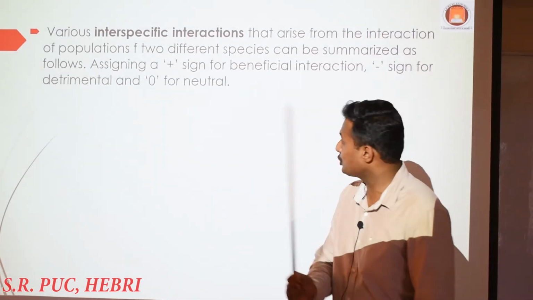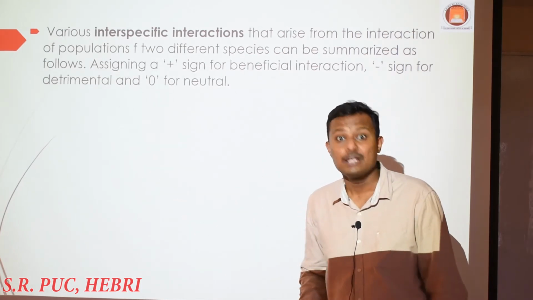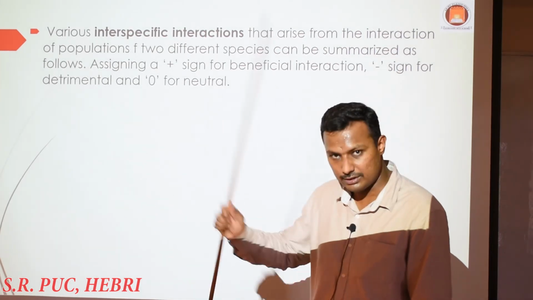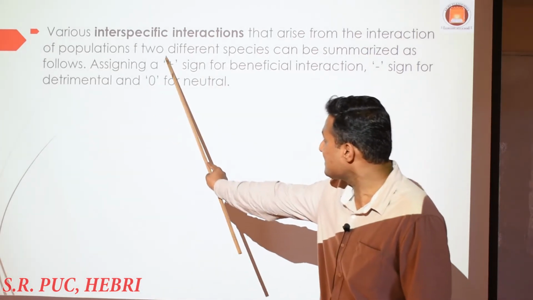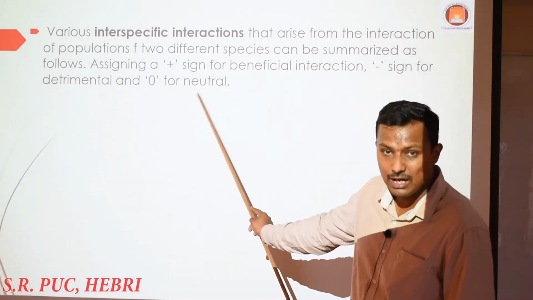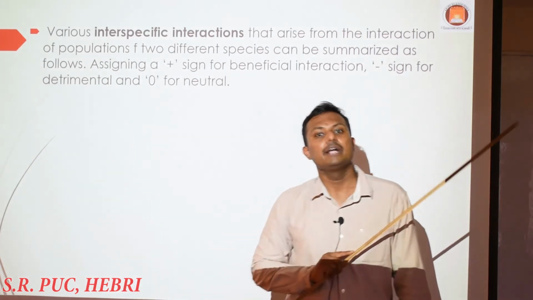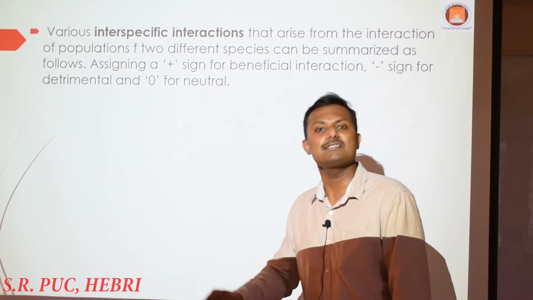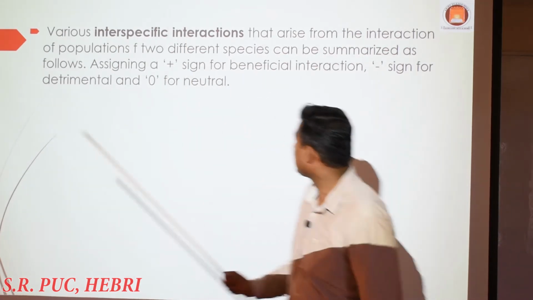So two different species can be summarized as follows. The population interaction or interspecific interaction of two different species can be of different types, and I am going to show you a tabular column now, where we are using certain signs. The plus sign denotes that the organisms are getting benefited. If species A and species B are involved in the interaction, and the plus mark is there, then that particular species is benefited. Minus means it is detrimental, that is, it has a harmful effect. Zero means a neutral effect.